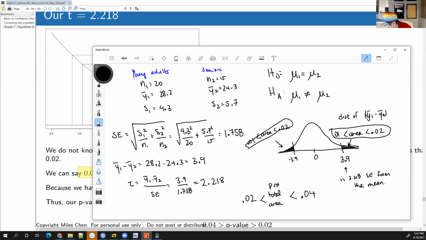My p-value, whatever it is, has to be between 2% and 4%. So I don't have the exact number. That's one thing about the t-table: you don't get exact numbers. You just say, okay, the actual number has to be somewhere between 2 and 4%.